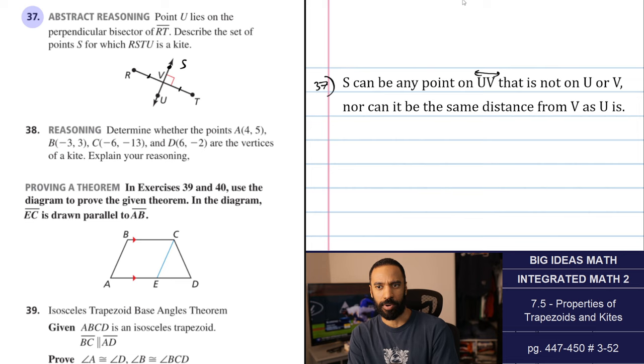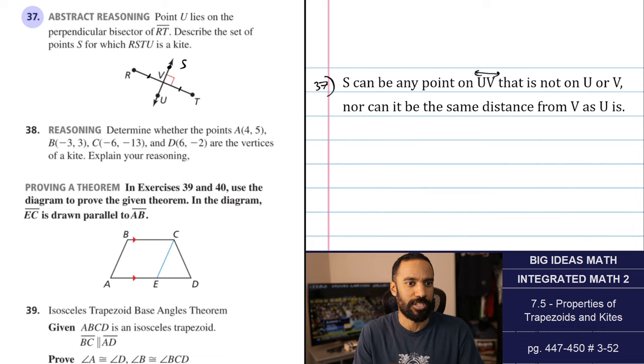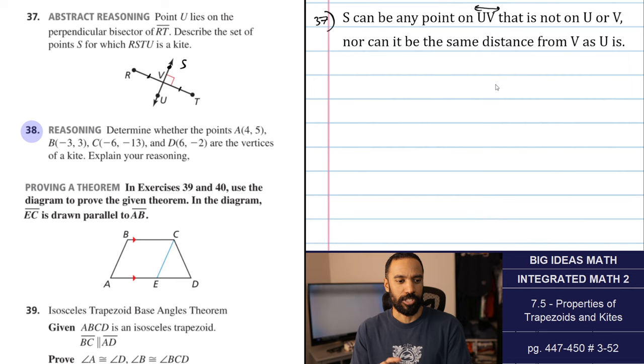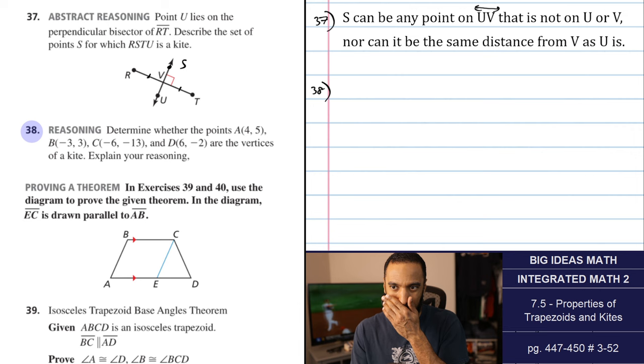Okay, number 38. Determine whether the points here are the vertices of a kite. Explain your reasoning. We're going to have to graph that and figure it out. I see a proof down below, which rattles me to my core. Number 38.